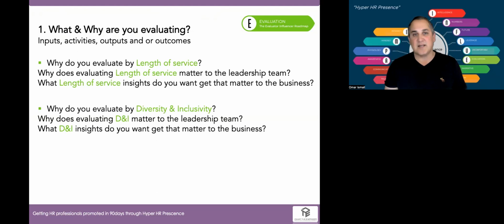Or D&I, diversity and inclusivity. When we think about that, why do we measure it? What is it that we're wanting to measure? We measure diversity, which is different to inclusivity. So we want to know, why does it matter to the leadership team? How does understanding and evaluating our D&I help us be more successful?